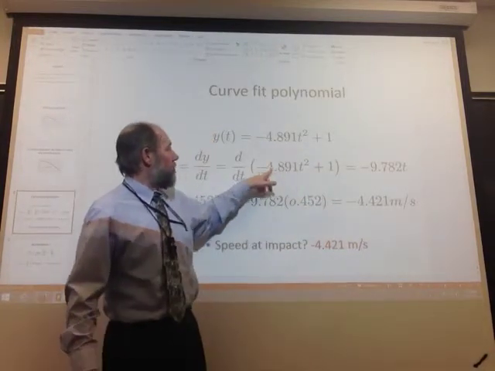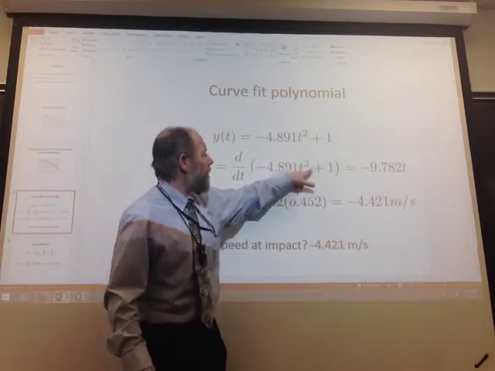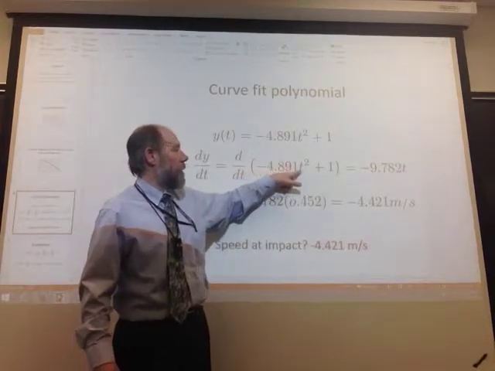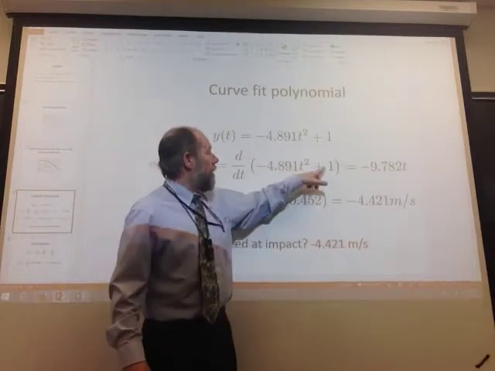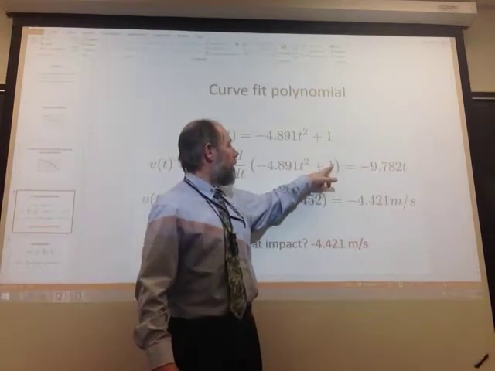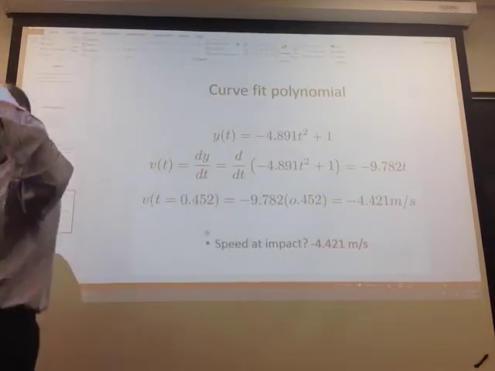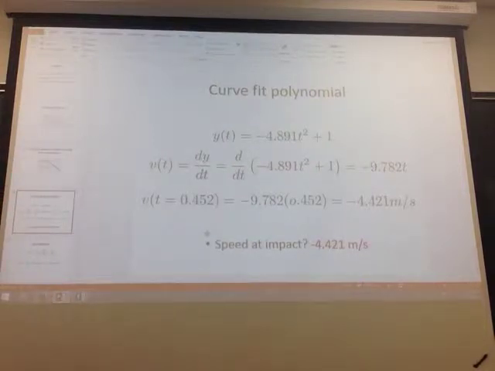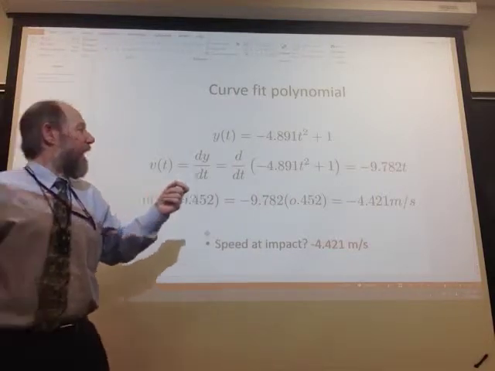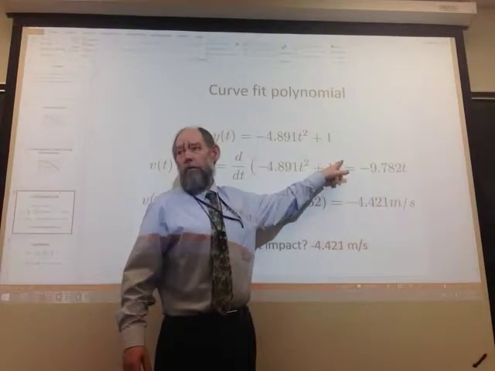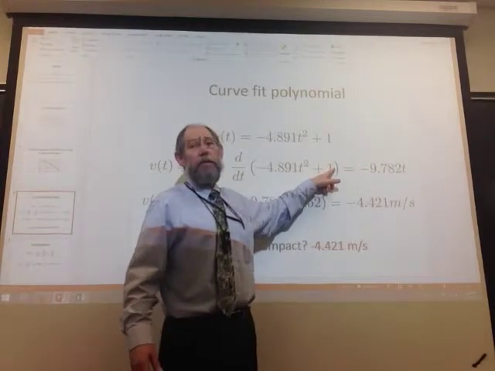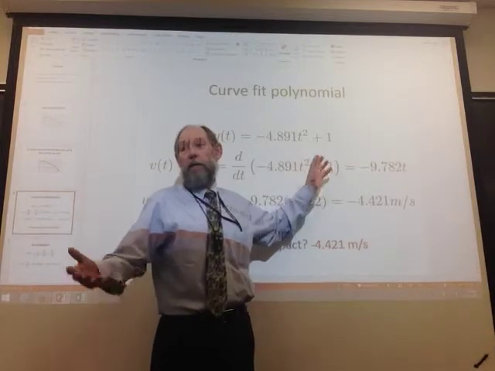In this case, here we have minus 4.891 t squared. So the derivative of that part of the function is 2 times minus 4.891 times t. The derivative of 1 is 0. You can think about this as 1 times t raised to the power of 0, because anything raised to the power of 0 is equal to 1. And if this is t raised to the power of 0, the derivative of that is 0 times 1 times t raised to the power of minus 1. Well, 0 times anything is 0.